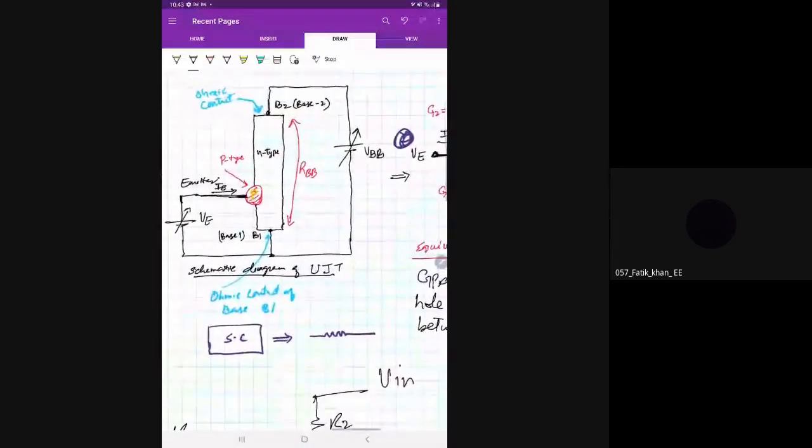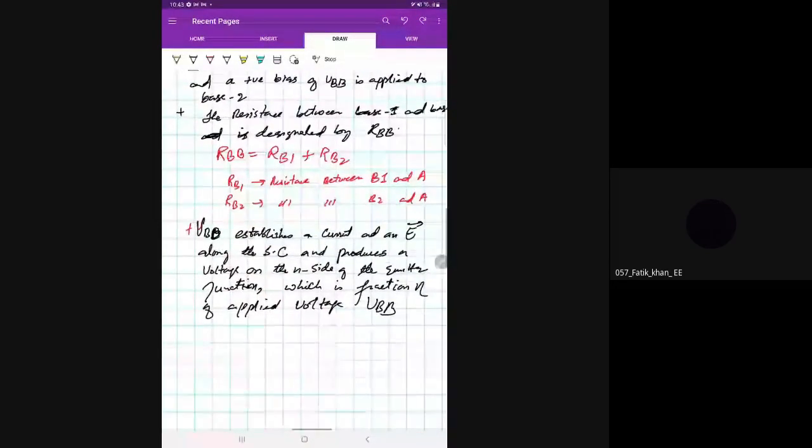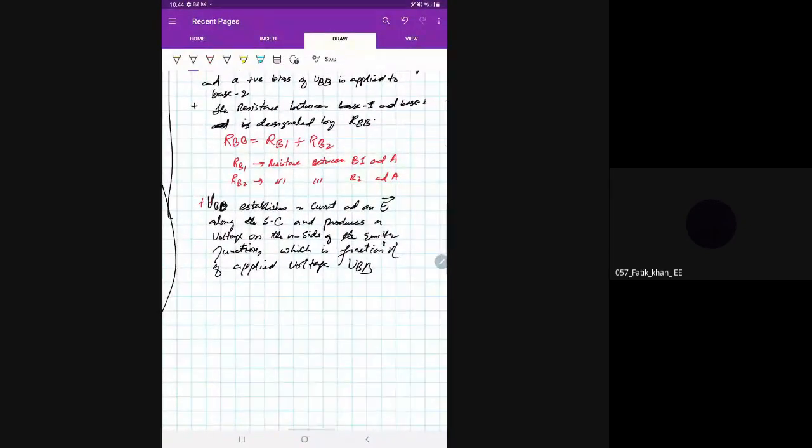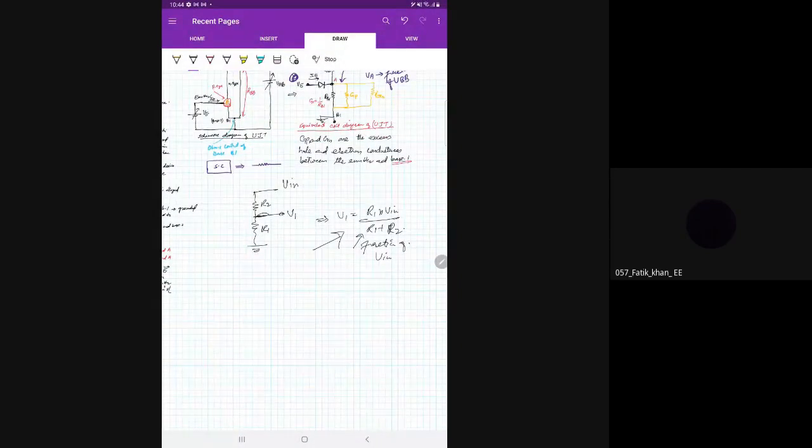What is the N side? N side is this point, here. So it creates a voltage on the N side of the emitter junction, which is a fraction given by neta of the voltage VBB, यानी वो इसका एक fraction है. And how much is that equal to? अगर हम देखेंगे वो कितना है, fraction neta will be equal to, यही equation जो मैंने यहाँ पे use की है, I will use the same equation there also.